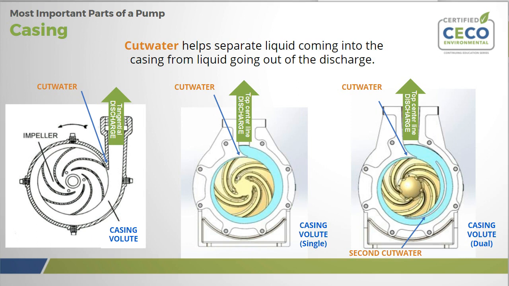Second takeaway, the cutwater. You'll see a definition on the screen. I often refer to the cutwater as the wedge or the nose in the casing. And another way to restate the definition is it helps cut the stream of liquid and deflect the liquid into the discharge. That's the second takeaway. The third takeaway on casing design is single volute versus dual volute design.